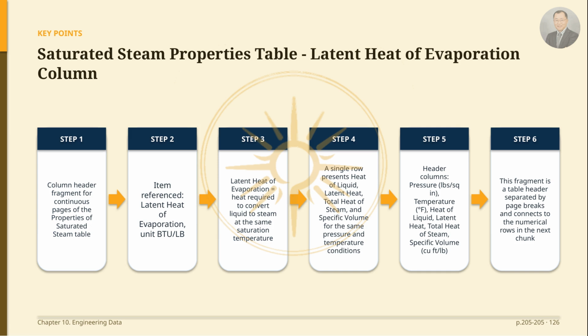Latent heat of evaporation refers to the amount of heat required to completely convert a liquid into steam of the same temperature at the saturation temperature. The columns of the entire table consist of pressure in psi, temperature in degrees Fahrenheit, and then sensible heat of liquid, latent heat of evaporation, total heat of steam, and specific volume, where the unit for specific volume is Ft superscript 3/pound. This segment itself is a table header that was separated due to a page break, so you should read it in connection with the numerical rows that follow.